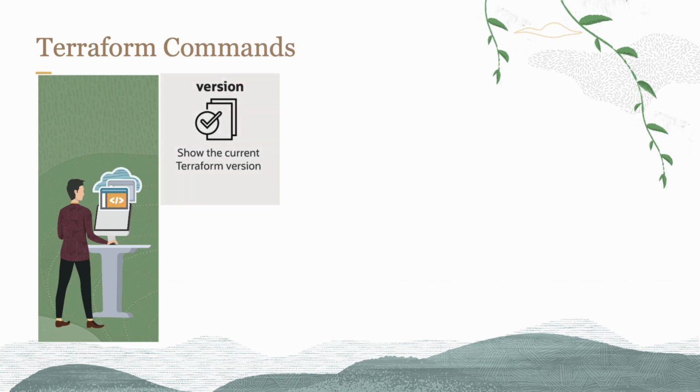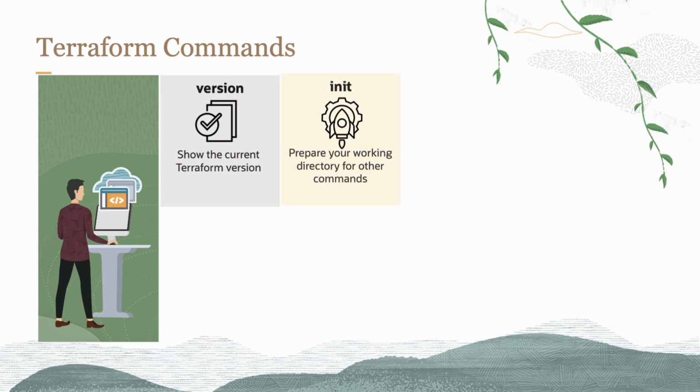First, we have the version command. This command simply shows the current version of Terraform you are using. It's helpful to ensure you are running the expected version, especially when working in team environments. Next is init. This command prepares your working directory for other commands. It initializes the backend configuration and downloads the required provider and modules. Think of it as setting up your workspace for Terraform operations.